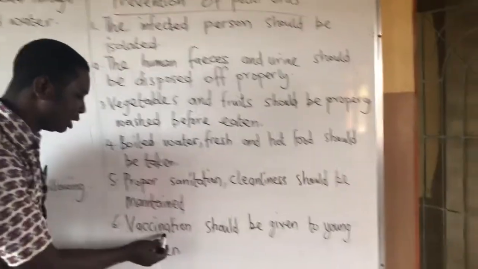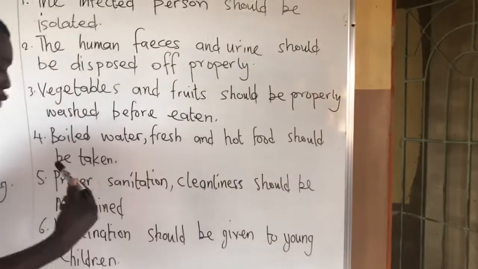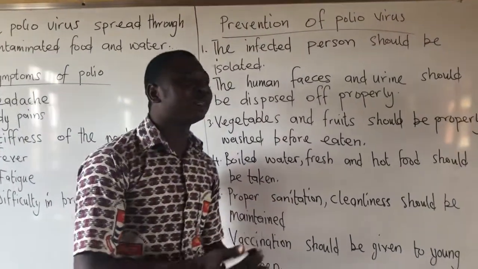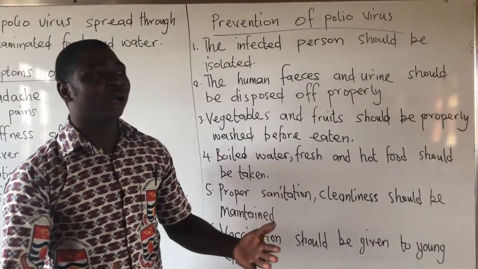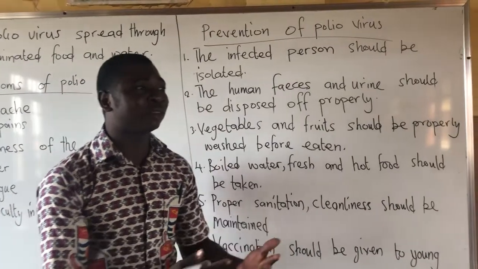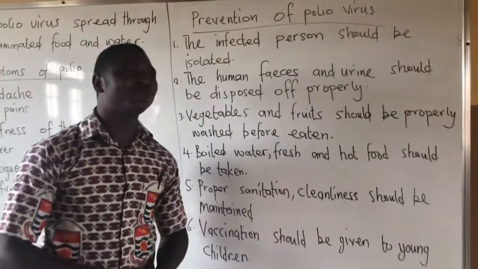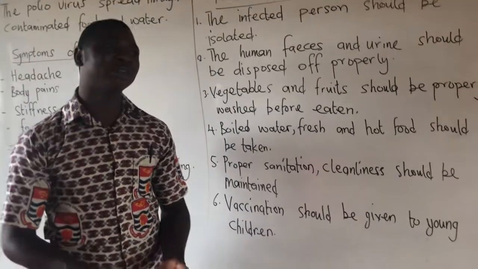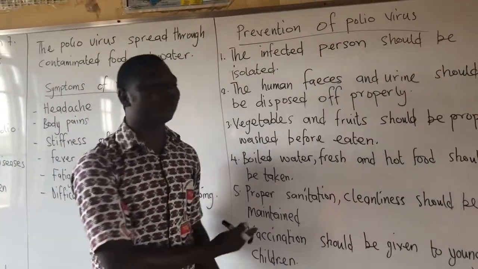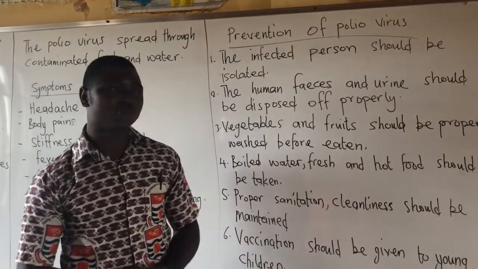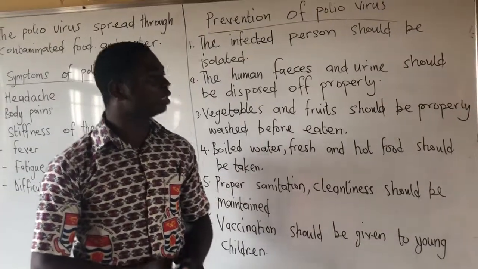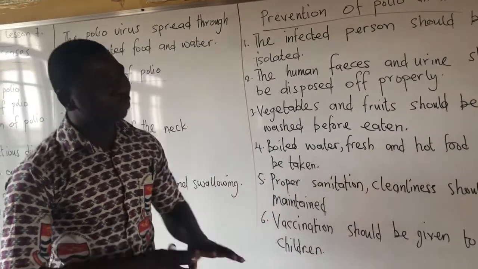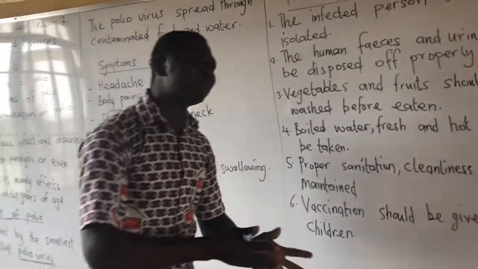Another one is what? Vaccination should be given to young children. So sometimes you see the nurses or the doctors around to vaccinate children under the age of 5 years, so that you do not get this type of disease, the polio.